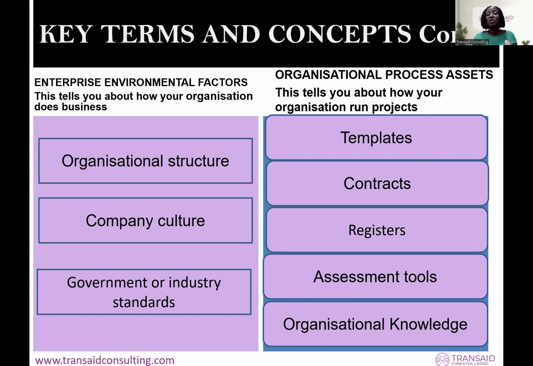So you need to understand the organizational structure, the company culture, government or industry standards. Standards are different, industries are different. And then we have what is called organizational process assets. That's the asset of the organization. It will tell you how your organization runs projects.